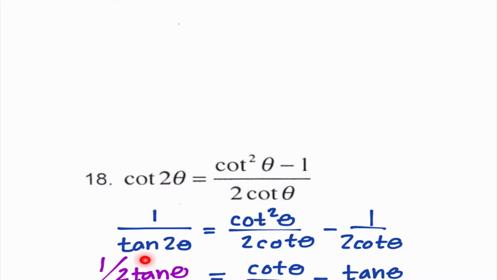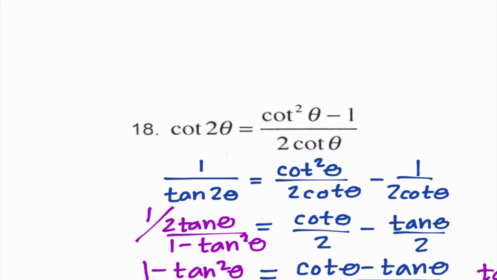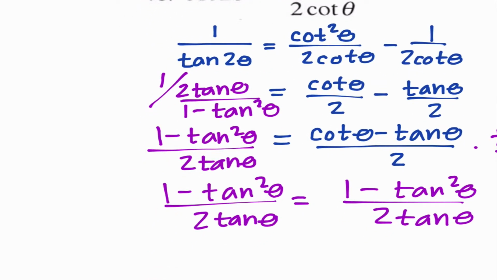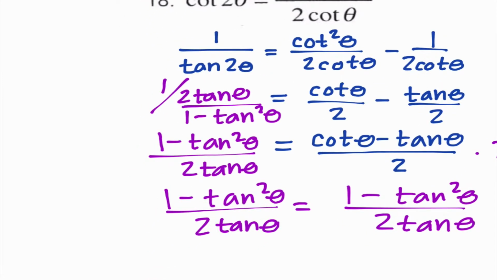I'm going to talk about the left side and then I'll get to what I did on the right side. Here, I made this 1 divided by our double angle formula for tangent. When we're dividing by a fraction, it's like multiplying by the reciprocal. So I have 1 minus tan squared over 2 tan, and that's how we're going to leave the left side.